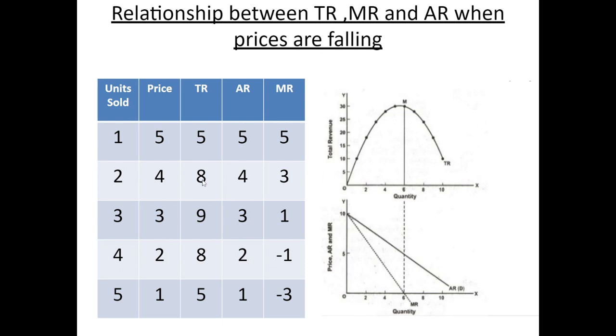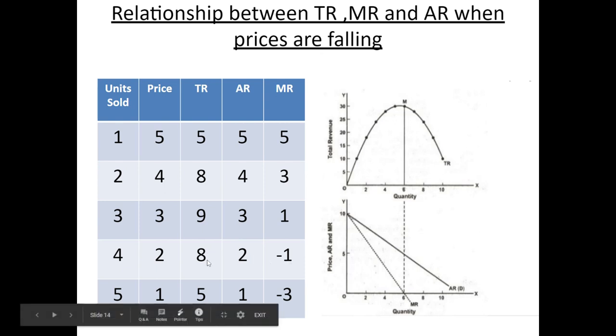Then TR has increased from 8 to 9. So the marginal revenue is 1. TR has reached its maximum point and now it has started declining. So the marginal revenue is 8 minus 9, which is minus 1. And then 5 minus 8, which is minus 3.